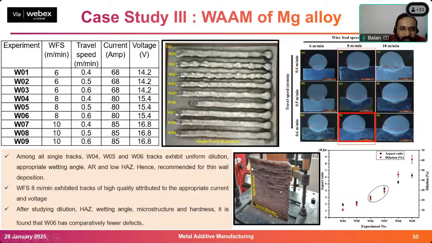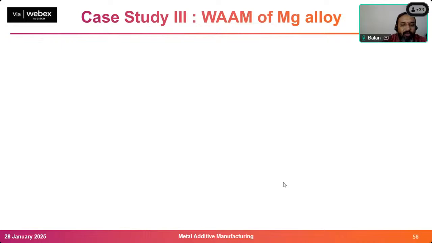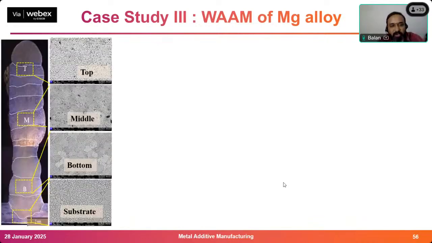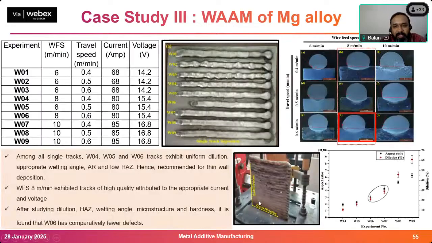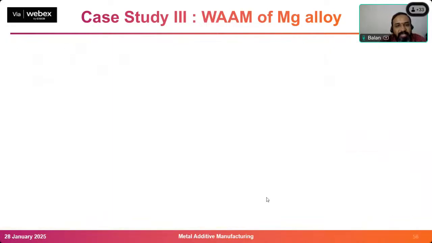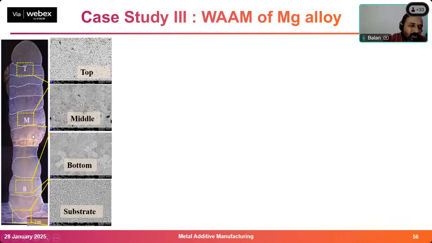With this optimum condition, we built the entire thin wall like this. So this is the thin wall I showed. Now I am taking the cross section of the thin wall in the next slide. This is the cross section of the thin wall. How did I build it? By optimizing my wire feed and travel speed.